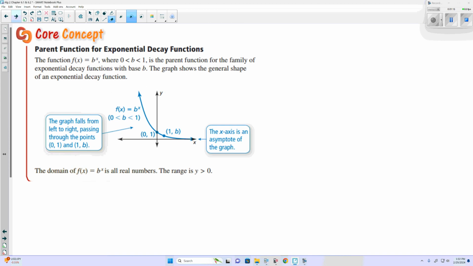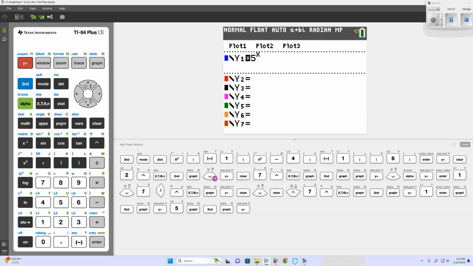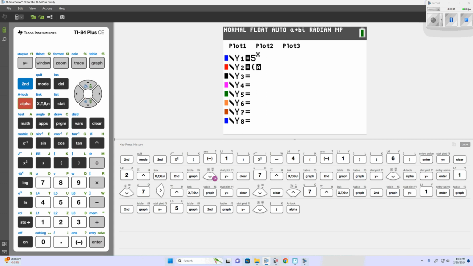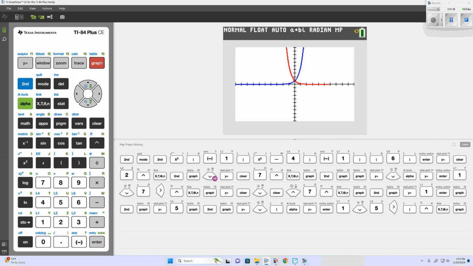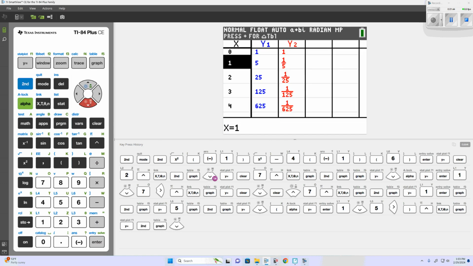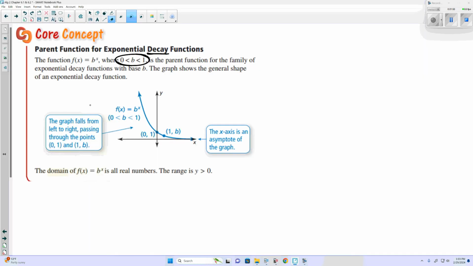We also have exponential decay. If we consider a decay function, the base value, that b value, is going to be between 0 and 1. Let me go back over here. We can say 1/5. We can see it's going the opposite direction. It's going down. If we look at the y values, they're getting smaller at the same rate. So it's considered exponential decay.